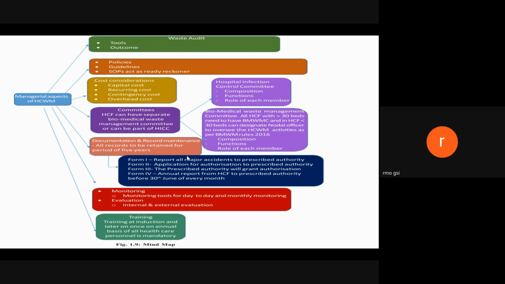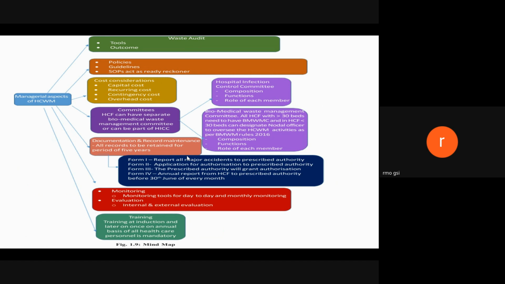The outcome: we have to define the policies, focus on the guidelines and the SOPs that we have to make. We have to focus on the cost: the investment, the capital cost, the operational and recurring cost, and the contingency and overhead costs.